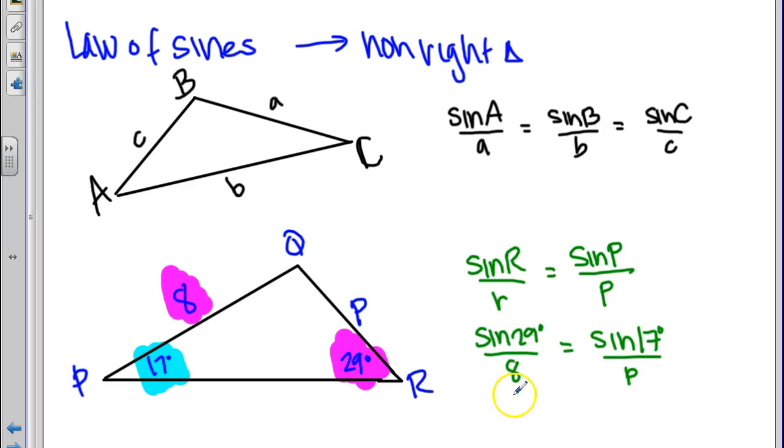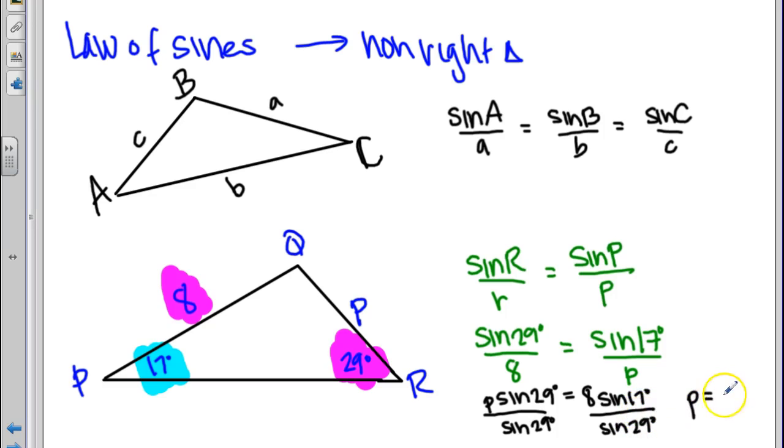So when I cross multiply here, I have P multiplied by the sine of 29 degrees is equal to 8 multiplied by the sine of 17 degrees. Dividing both sides by sine of 29 degrees. And then we pop this in our calculator. Remember, make sure your calculator is in degree mode. So 8 multiplied by the sine of 17 degrees divided by the sine of 29 degrees, and let's round to the nearest tenth, I get 4.8 for side P.